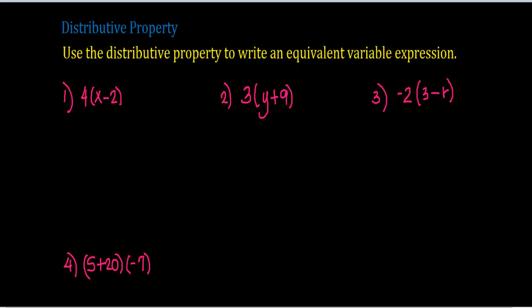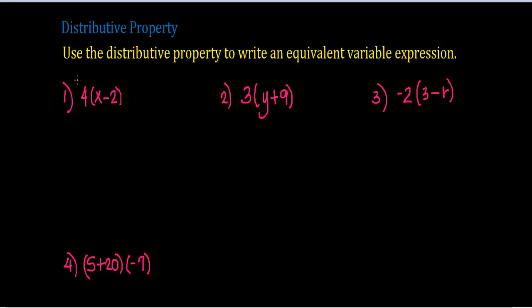Hello again. We're going to discuss these 4 examples on the use of the distributive property. It says use the distributive property to write an equivalent variable expression. And here's example 1. We said that when we have the distributive property, this is a multiplication: 4 times x minus 2.